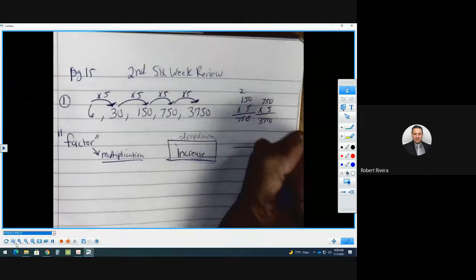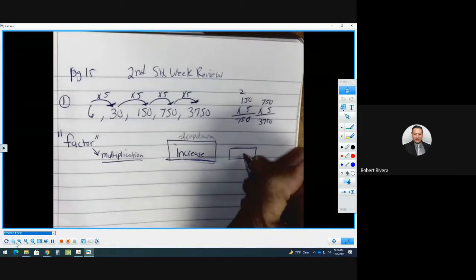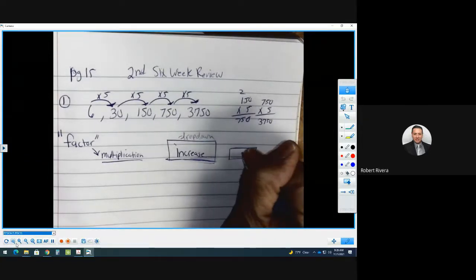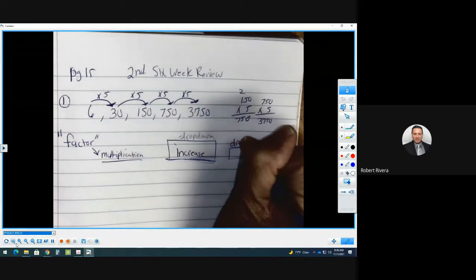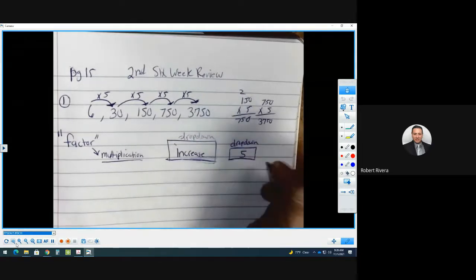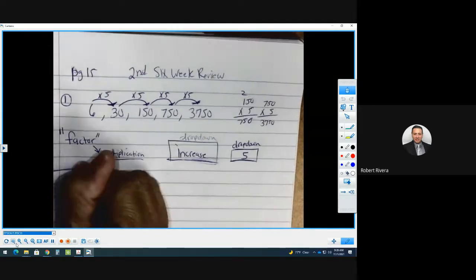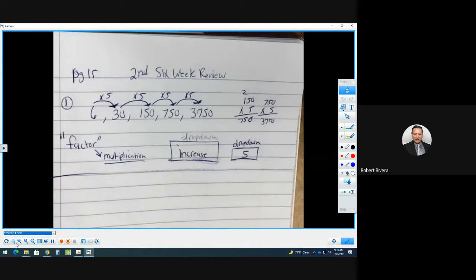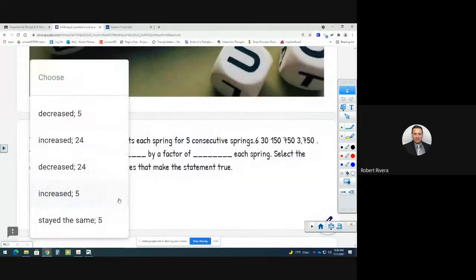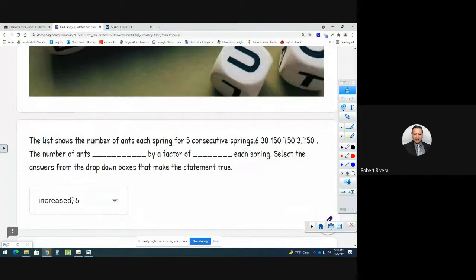My second answer would be what? It's increasing by what? By a factor of what? 5. So this will be the next drop down. Okay? So you have two drop downs. In one you're looking at the word increased, and in the other one you're looking at the number 5 in this particular question. Now, when you take the test, you have to figure out what's going on, and then take care of business. Questions with number 1? Nope. Okay. That's it. You're done with that one.